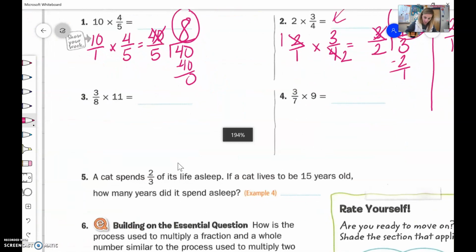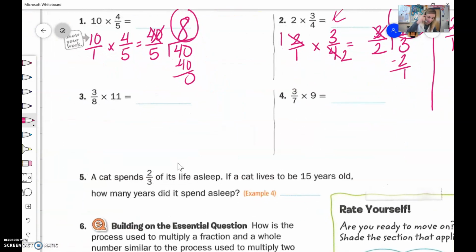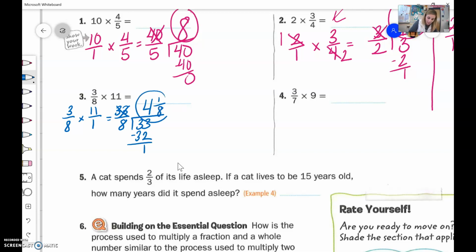All right, let's take a look at this example. We're going to do these two last examples. So we're going to do 3/8 times 11 over 1. I cannot cross-simplify here, so that's fine. So I'm going to multiply across. 33 over 8. I have to divide. I know that that goes in 4 times. 4 times 8 is 32. I subtract and I'm left with 1. That becomes my numerator, and my 8 stays the same as my denominator.